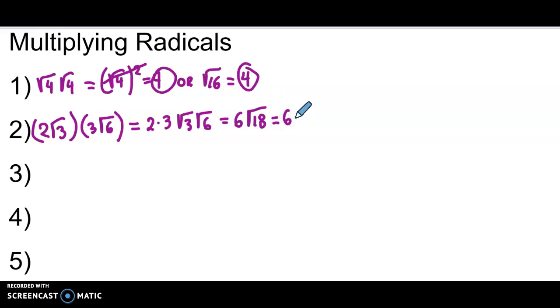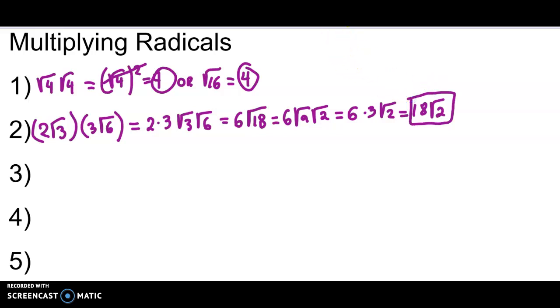The square root of 18: the biggest perfect square is 9, so I can do 9 times 2. 6 stays there. The square root of 9 is 3, which comes out. I'm still stuck with the square root of 2. So finally, 6 times 3 is 18 and square root of 2. And that would be my final answer.